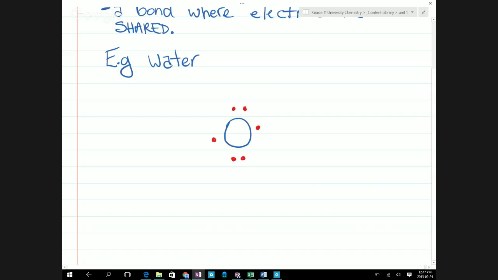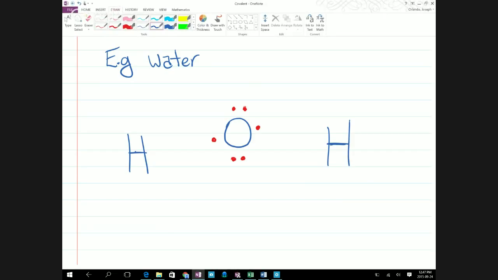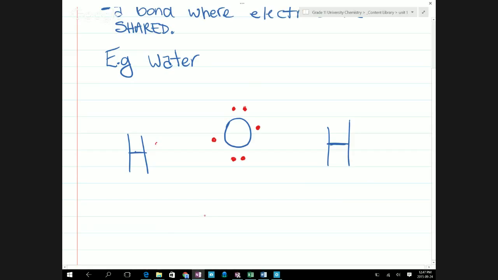Each dot, of course, represents a valence electron. And then we said it's H2O. So we have a hydrogen over here, and we have a hydrogen over here. How many electrons does each hydrogen have in its valence? Just 1. Good.